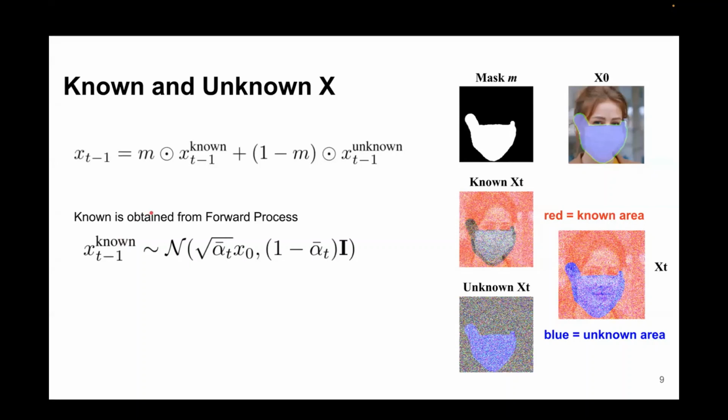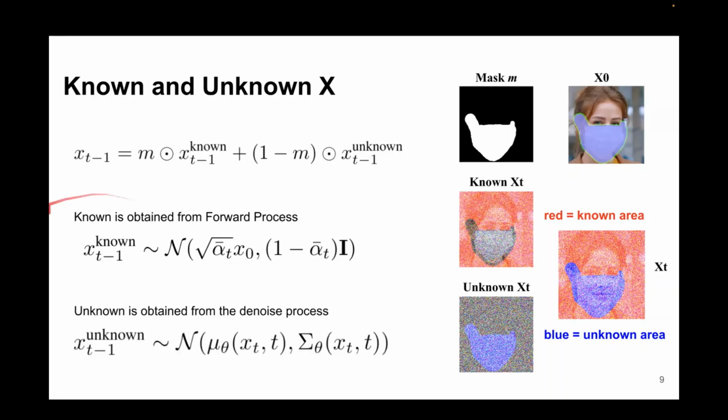And now, after we have the known part, we are missing the unknown part. For the unknown one, we can obtain it by using the denoise process. By using our diffusion model of xt, we can sample xt-1 of the unknown part. I want to highlight that this xt is the combination of the known and the unknown part. Basically, you need an xt of the known and unknown in order to compute the xt-1 unknown. Okay, this is the overall method, right?